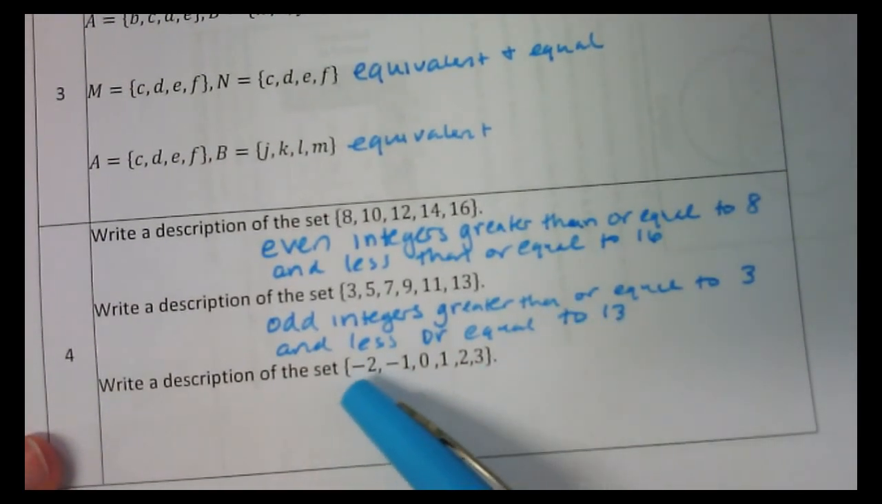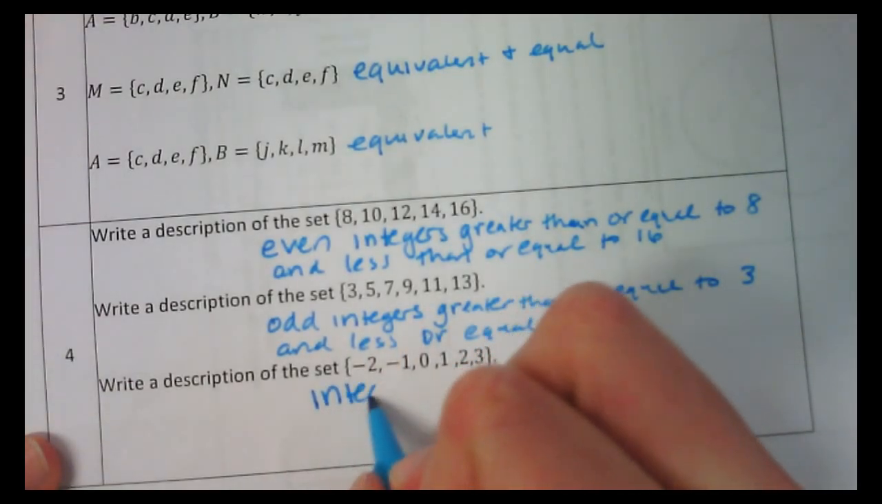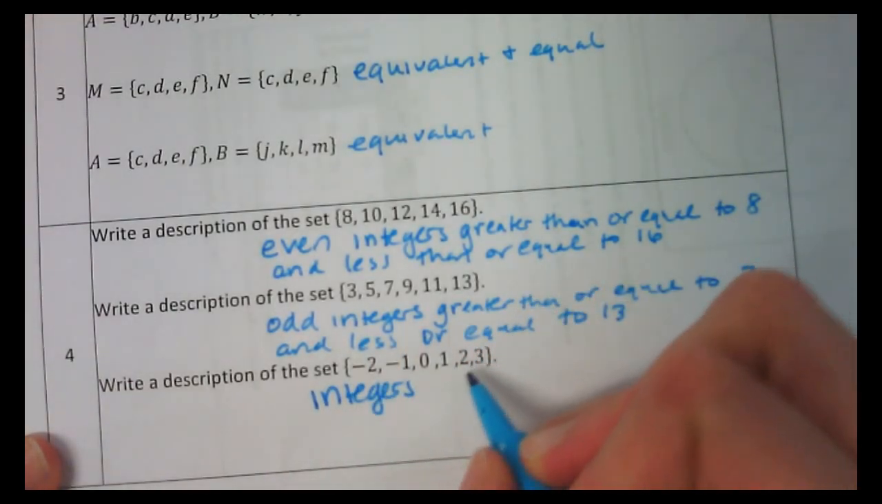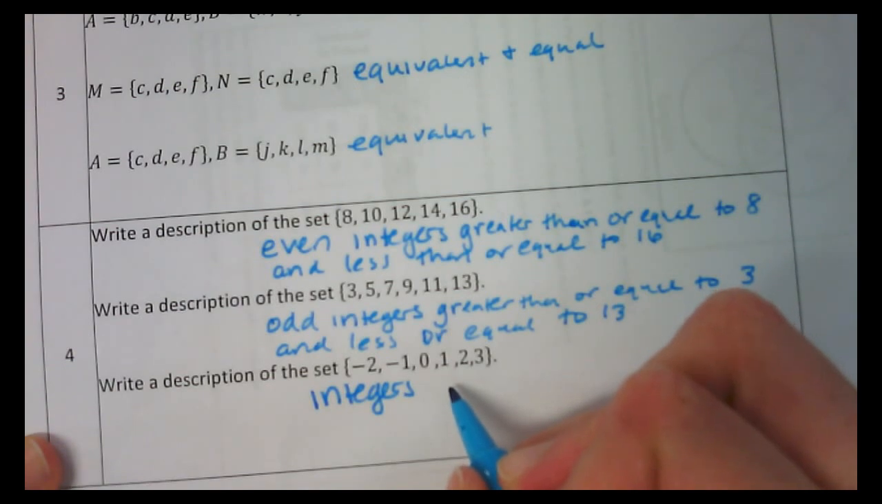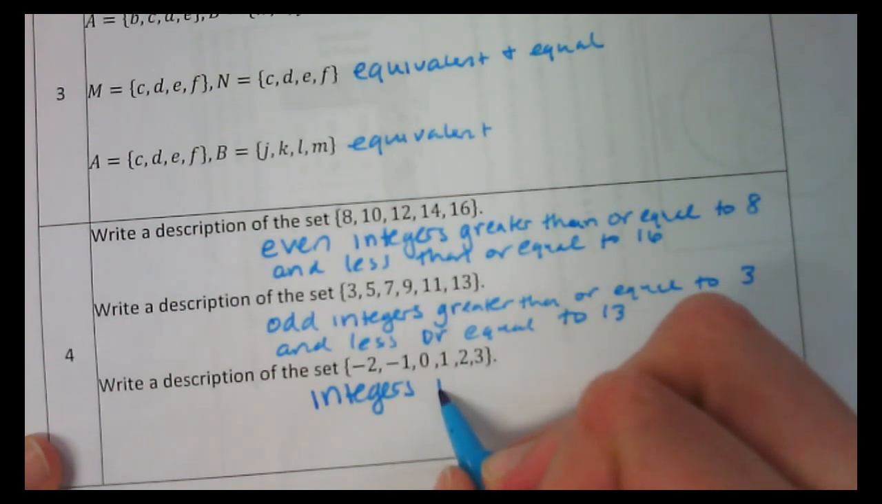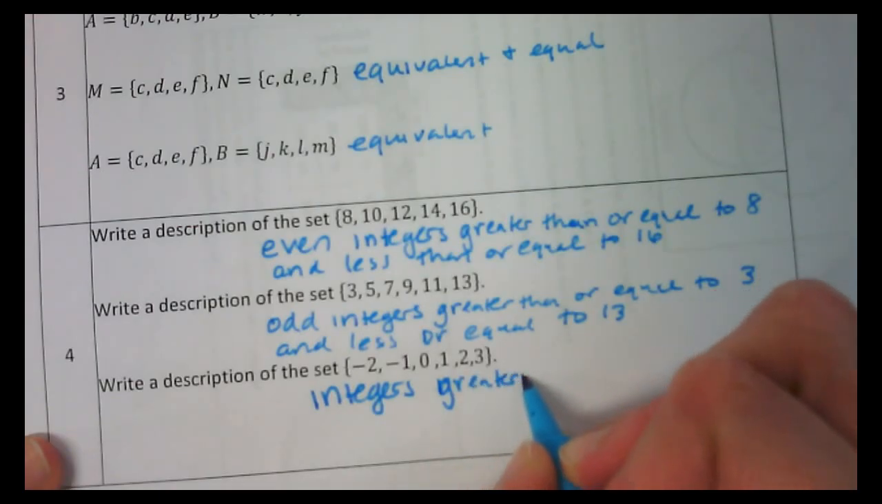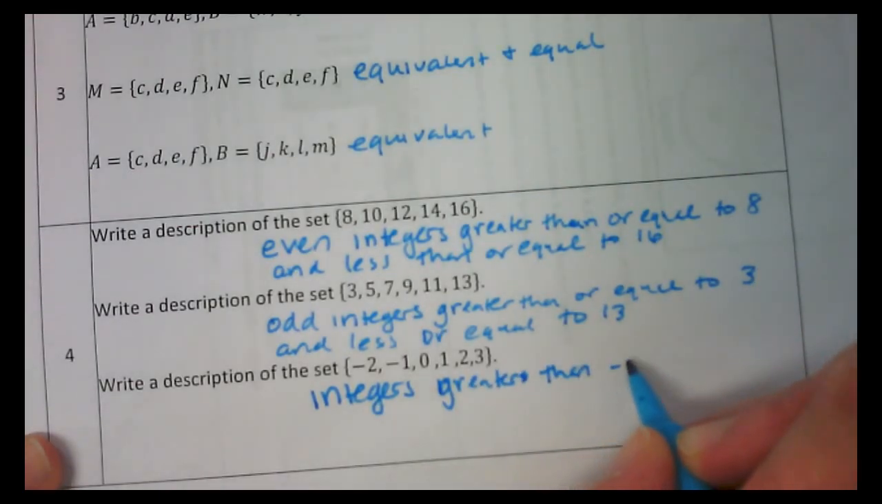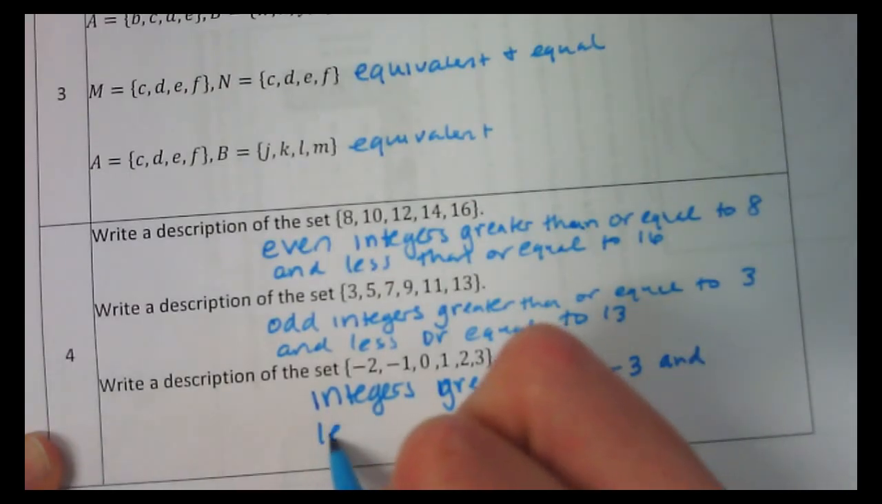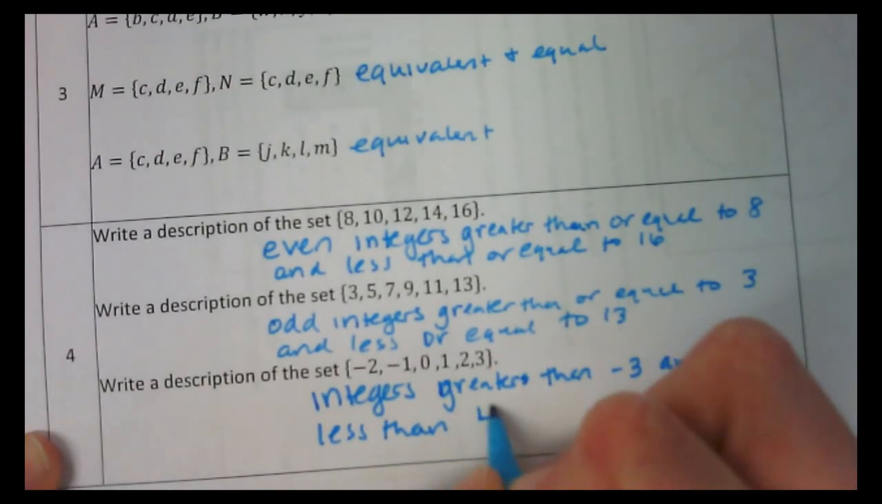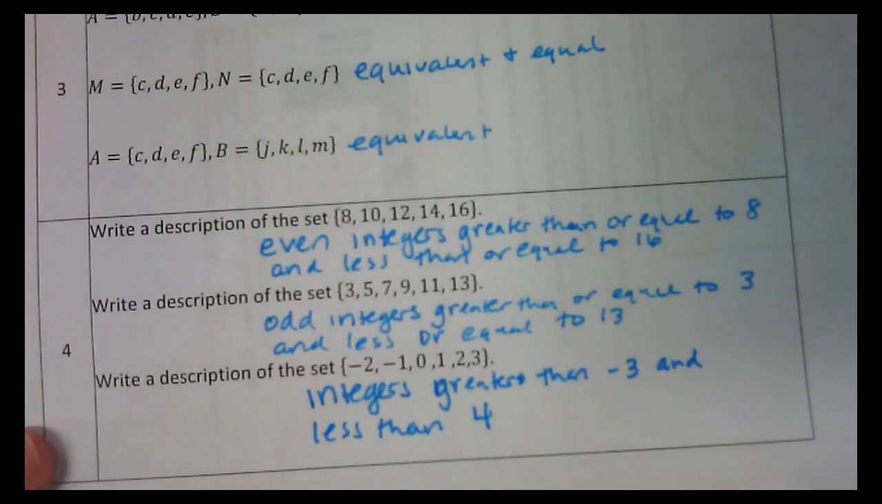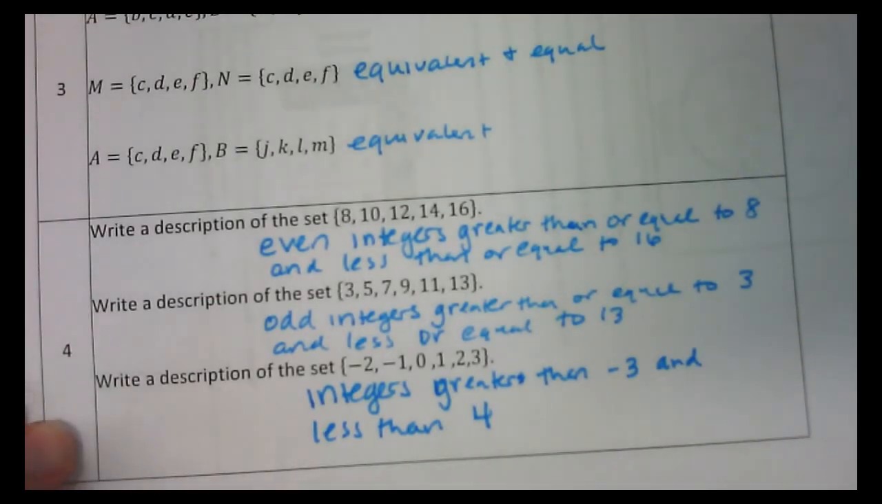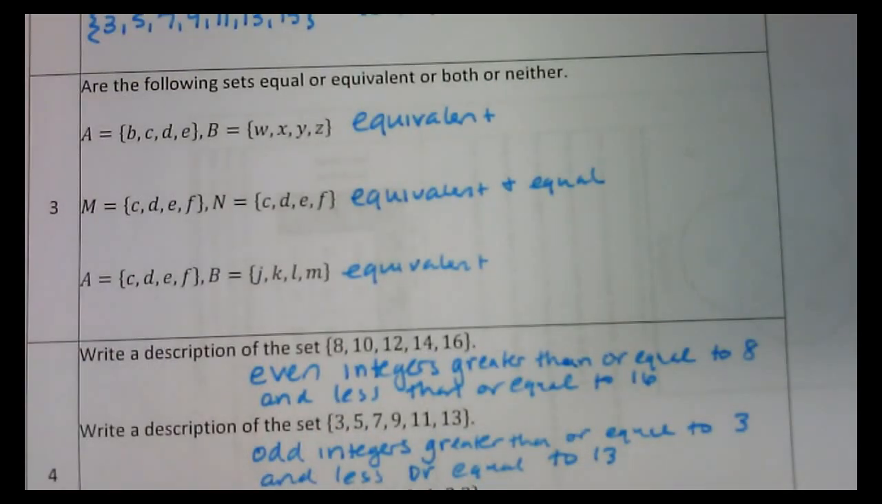All right, this one I'm going -2, -1, 0, 1, 2, 3. So this is just integers, let's say greater than -3 and less than 4. I could have also said integers greater than or equal to -2 and less than or equal to 3. So there's more than one way you can answer that. All right, so that's the end of page 1.